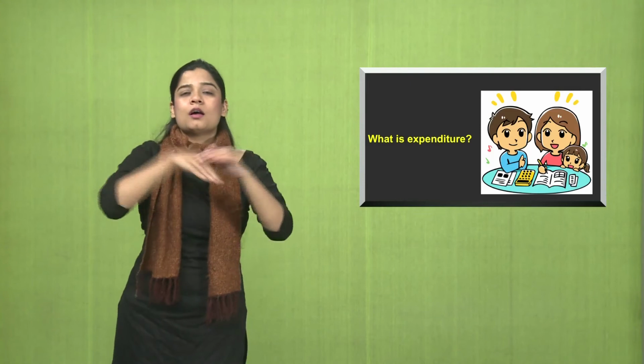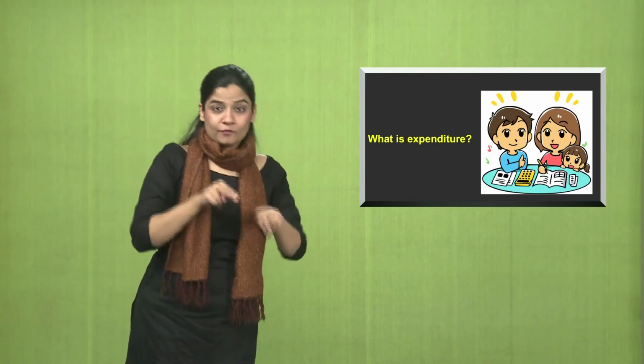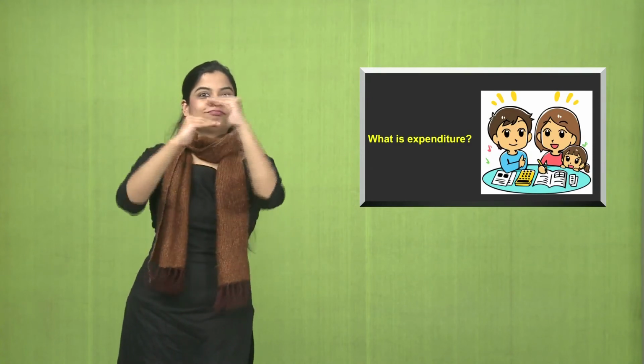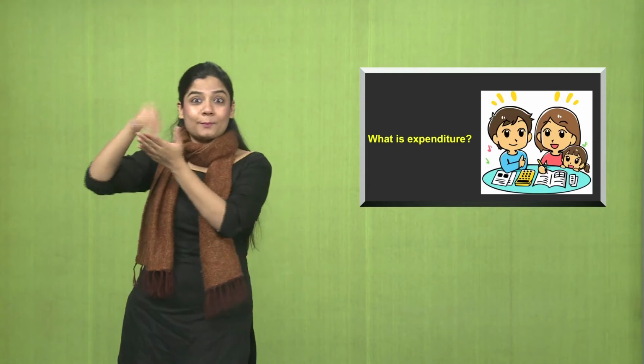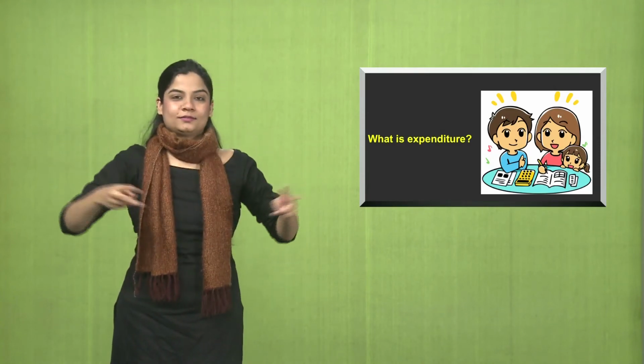Expenditure. Expenditure is the money that is spent on buying different goods, services that are required for the family. For example, paying for school's fees, buying food for the family, paying for electricity, paying for water bills, different services is called expenditure.